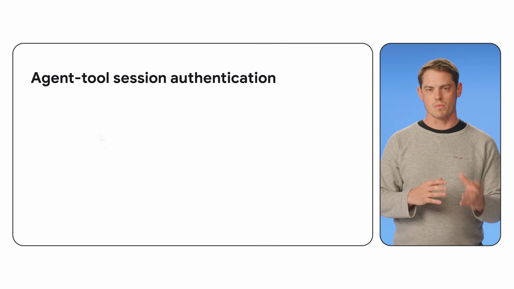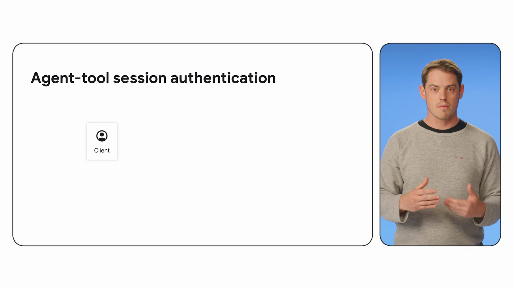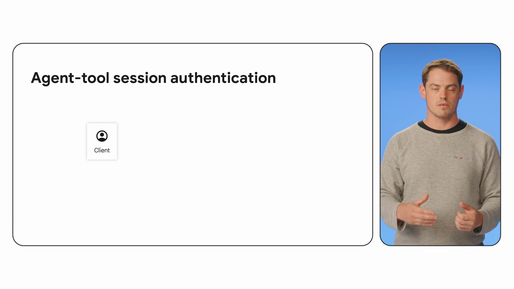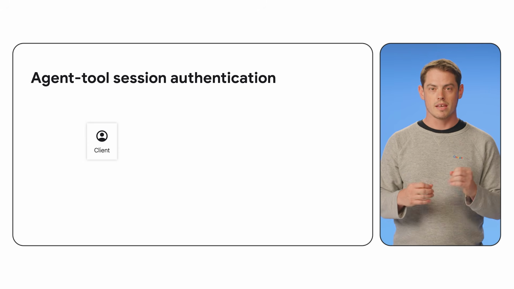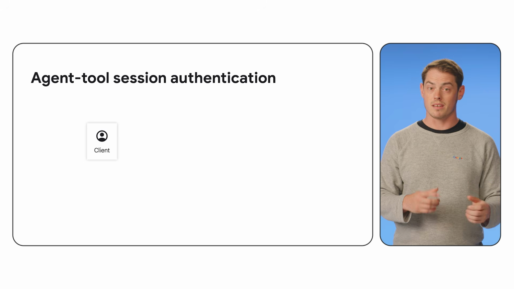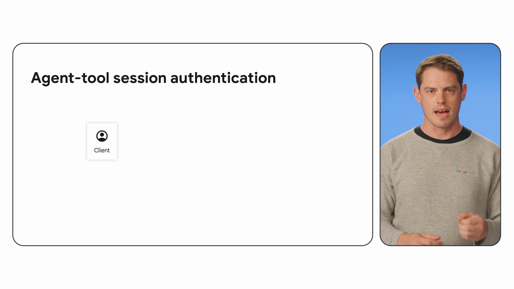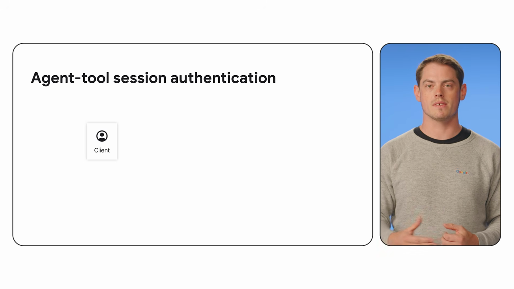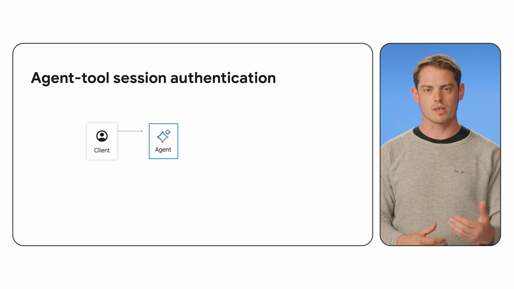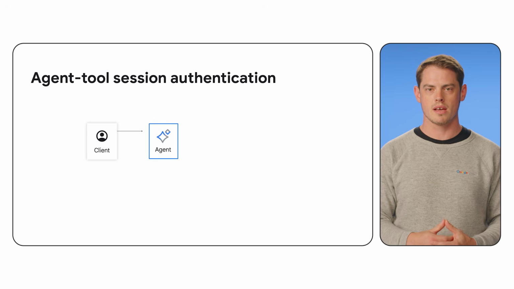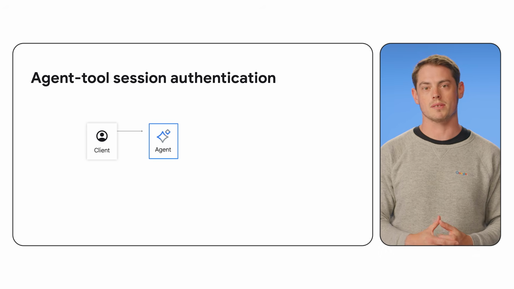So here's how the pattern works. An ADK session represents a single continuous conversation with a user. This session can manage user-specific state, including an authentication token. The workflow looks like this. First, the application handles user login and receives an authentication token. When it starts a conversation, it creates an ADK session and associates that token with the new session ID.